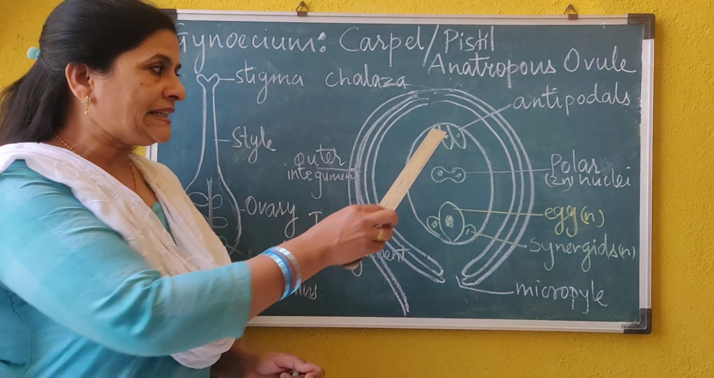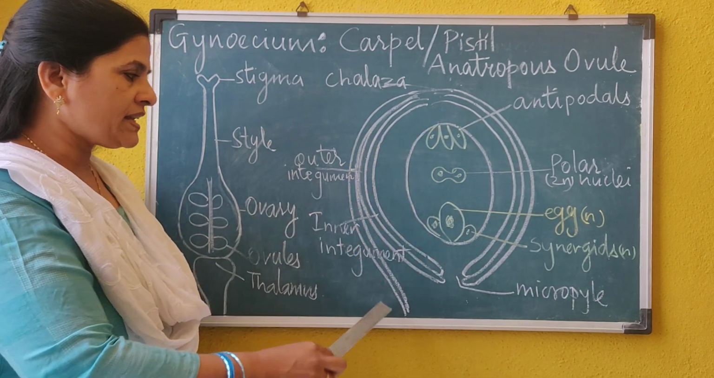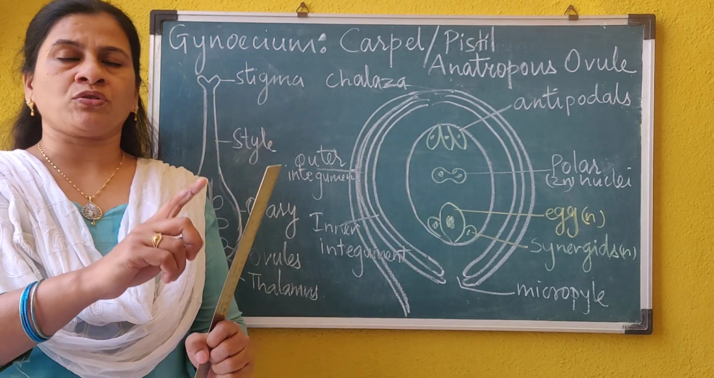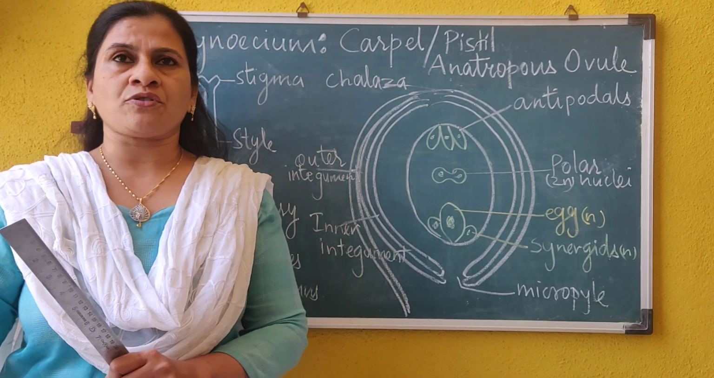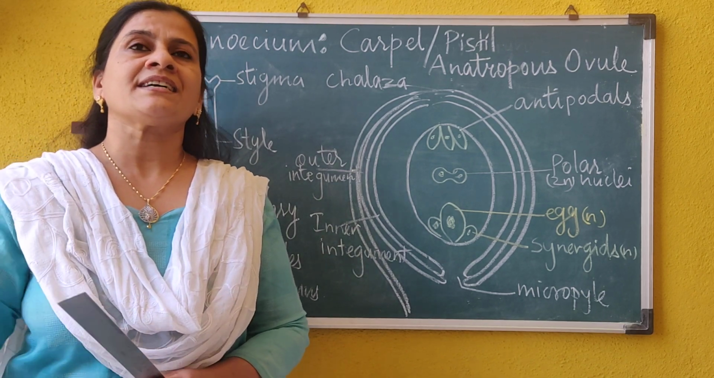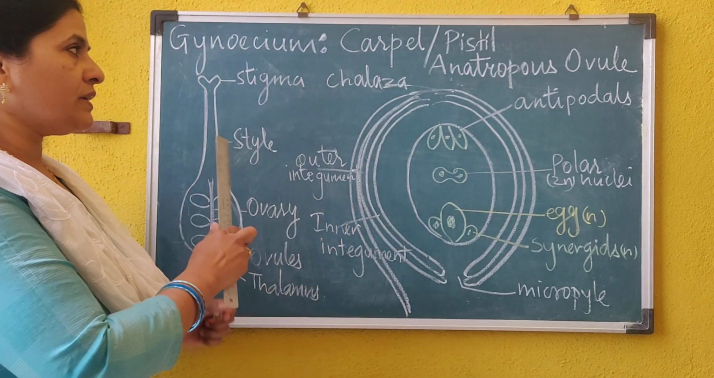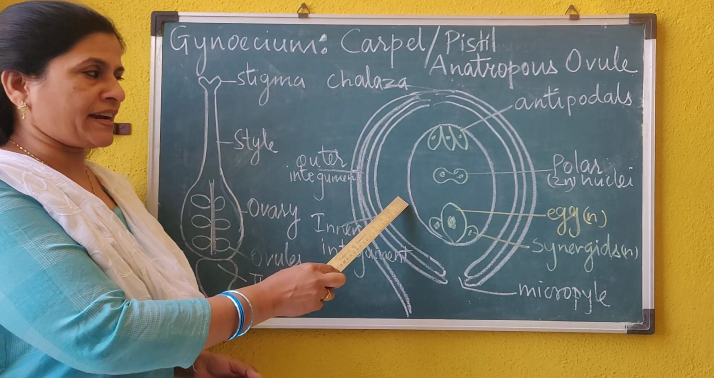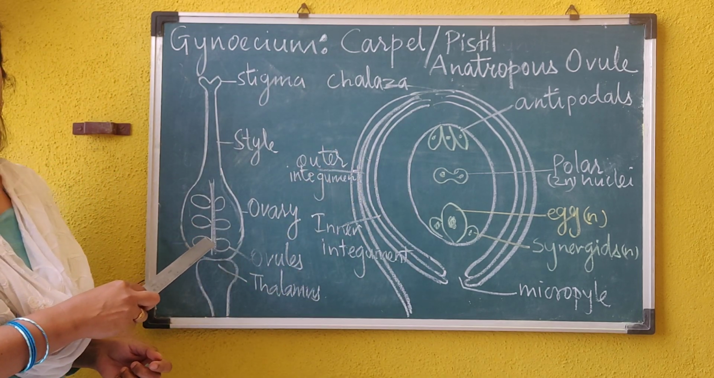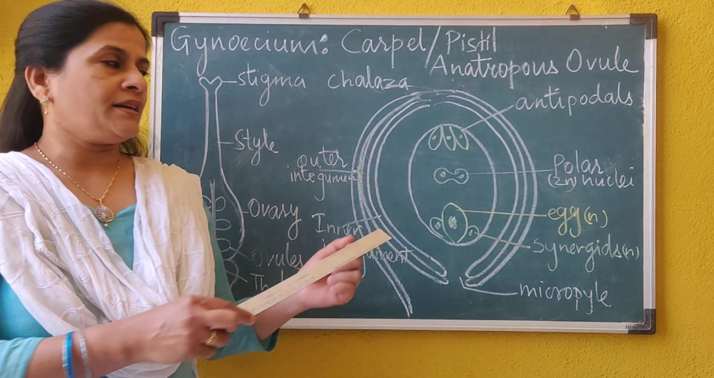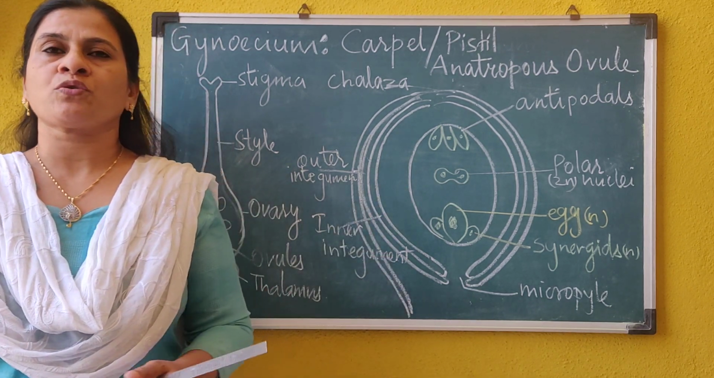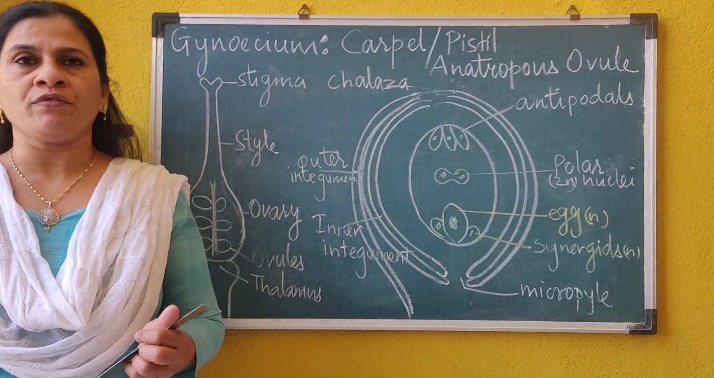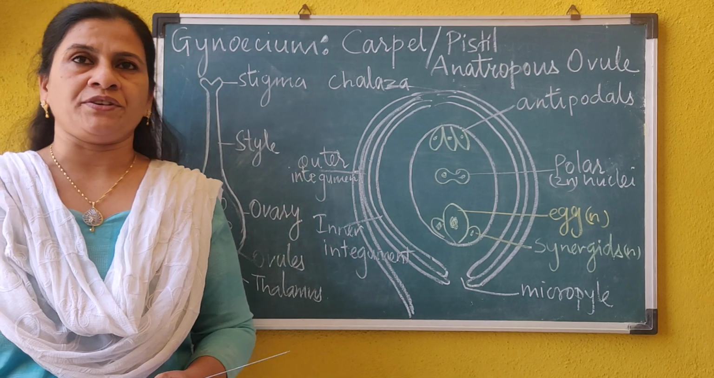All ovules internally look similar; only based on the degree of their inversion they are classified as orthotropous, anatropous, amphitropous, semi-anatropous, and then circinotropous and so on. So what we have seen in this topic is the structure of anatropous ovule, which is found inside the ovary. The next topic is megasporogenesis, how this embryo sac or female gametophyte is developed inside an ovule. That we will be seeing in the next video. Thank you.